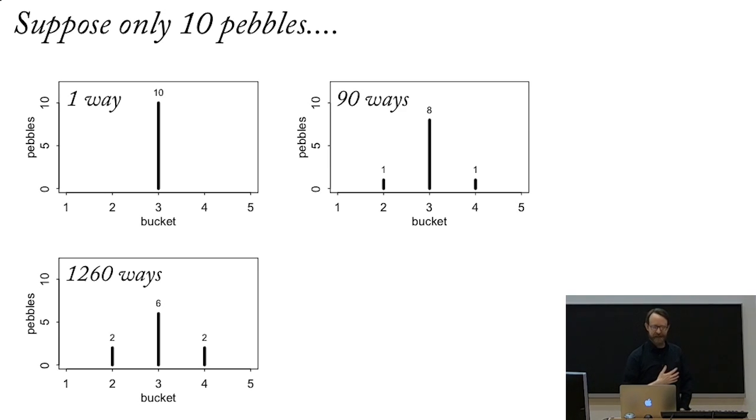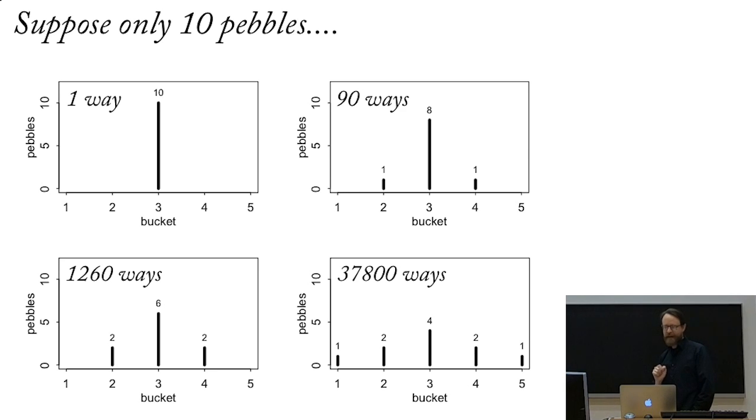But the answer is 1,260 ways to get this distribution. A little bit more even yet, we take 2 more pebbles out of the center bucket and put them on the ends. So now you have 4 pebbles in bucket 3, 2 in buckets 2 and 4, and 1 in buckets 1 and 5. How many ways? And the answer is 37,800 ways. This is combinatorics. It's really incredible how fast it goes up.